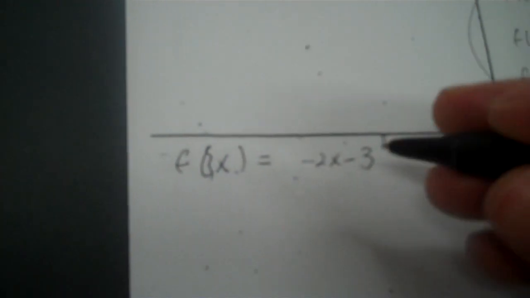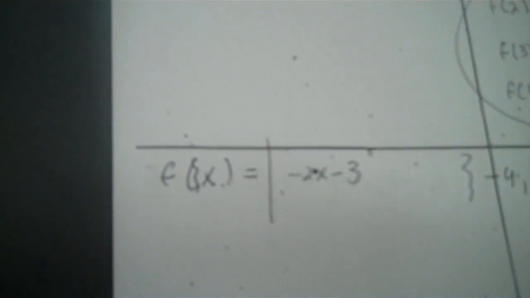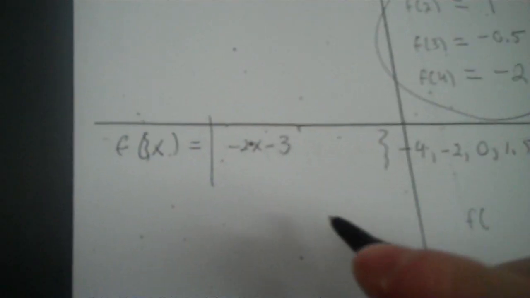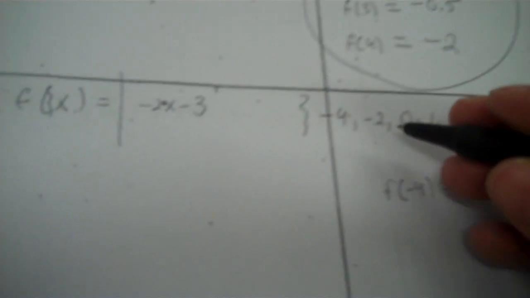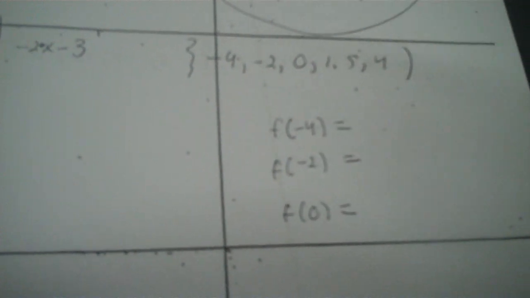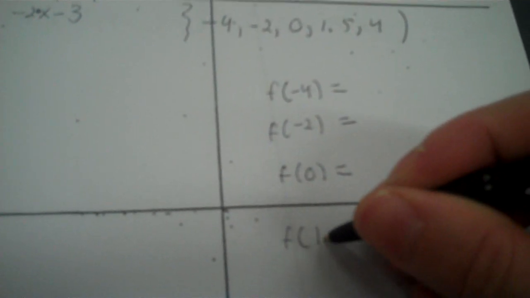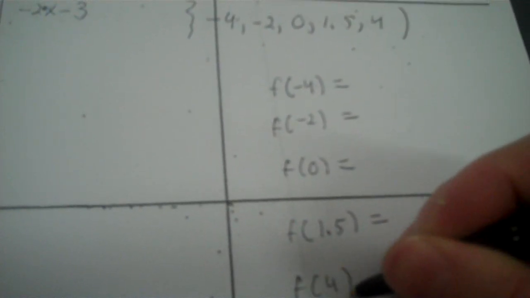Okay, f parentheses x is how that's said, equals negative 2x. Make a wall, so that's where negative 2 times x minus 3. So on this side, you're going to put f parentheses, and then the first number you're going to put in is negative 4. f parentheses negative 2. That just means you're replacing x with these numbers. f parentheses 0. f parentheses 1.5. Sorry, that's bad writing. And then f parentheses 4.